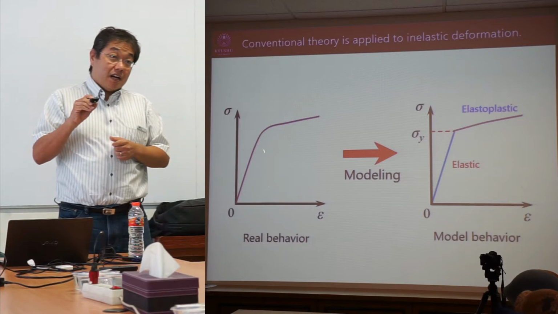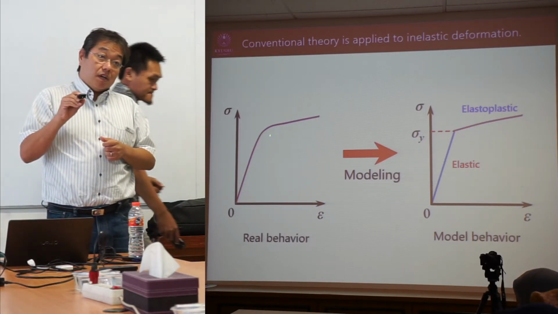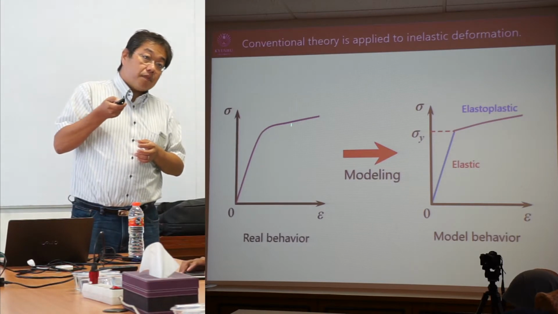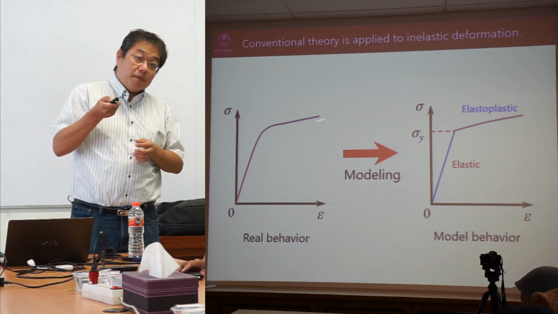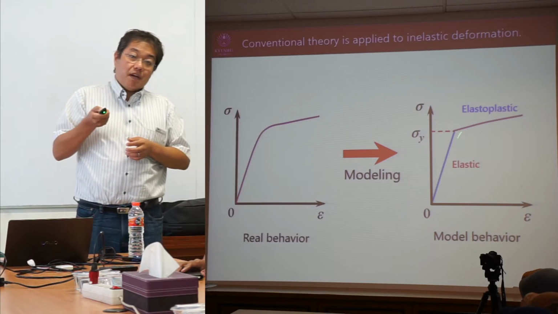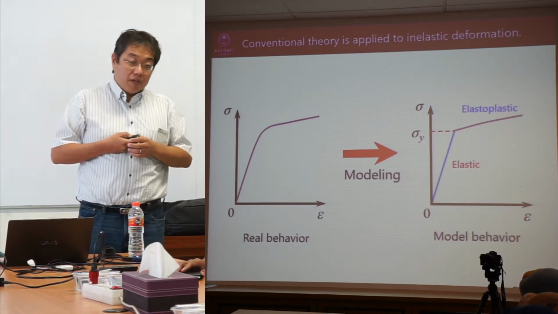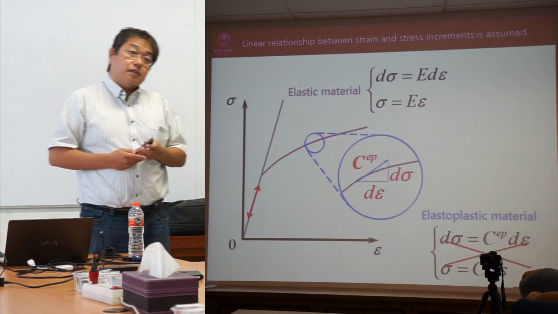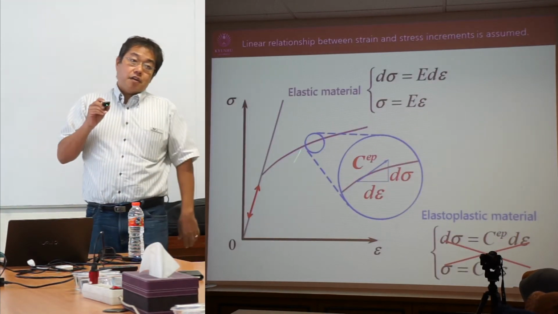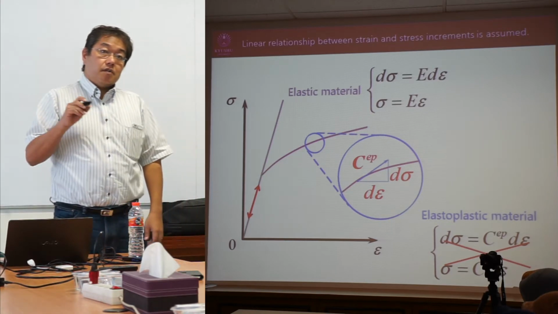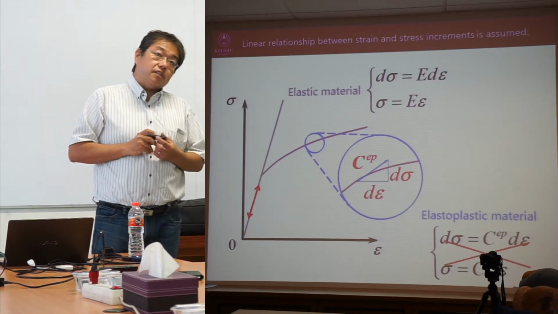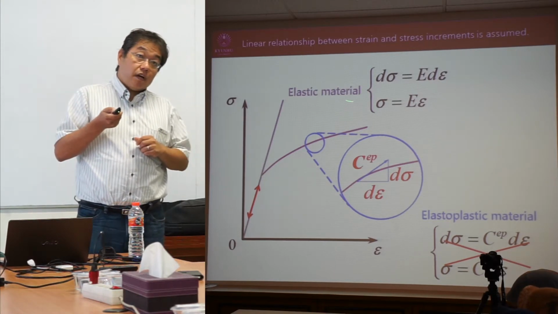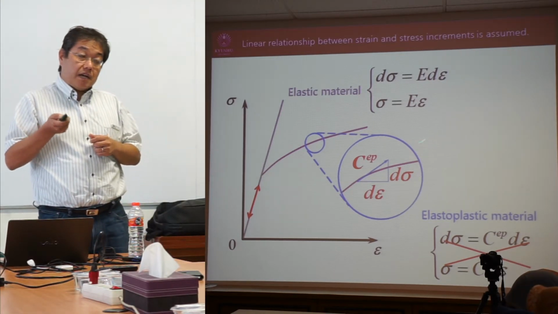So real behavior does not have a smooth property, but model behavior does have a smooth property. It's okay, but this is one of the assumptions. In elastic deformation, we can define the material equation, or elastic material constitutive model equation, like described like that.